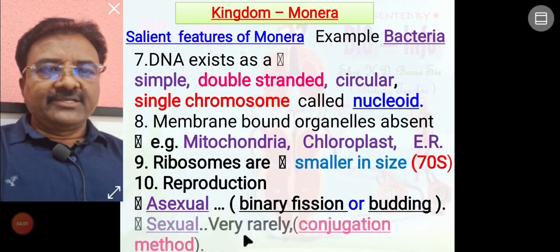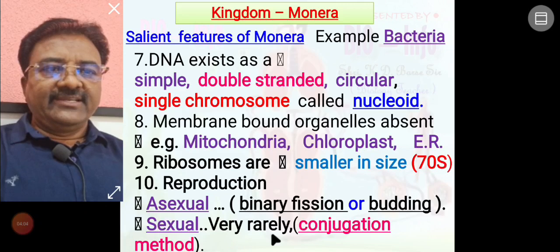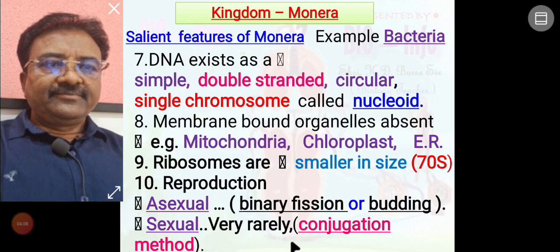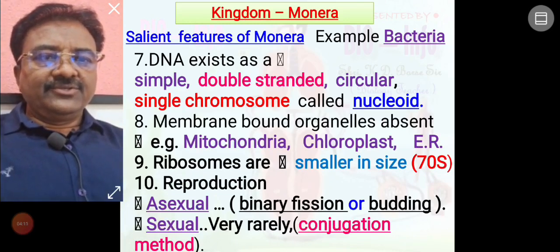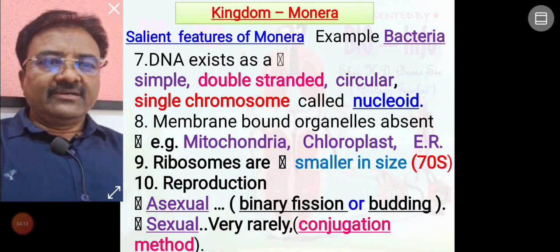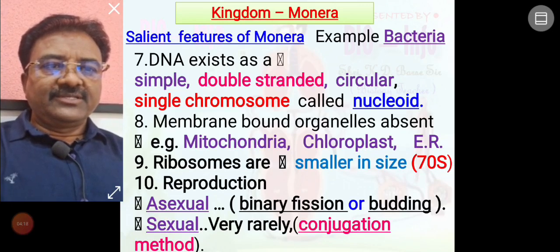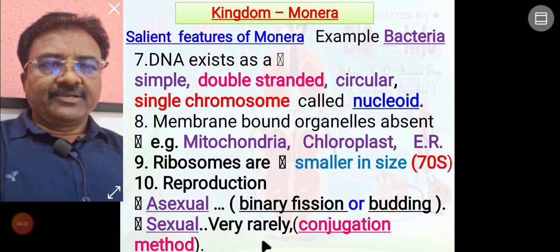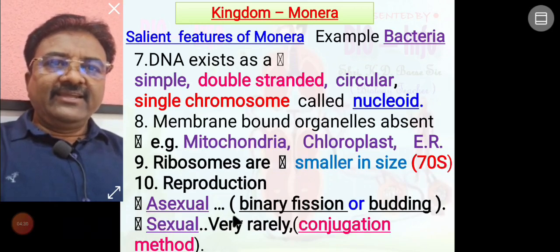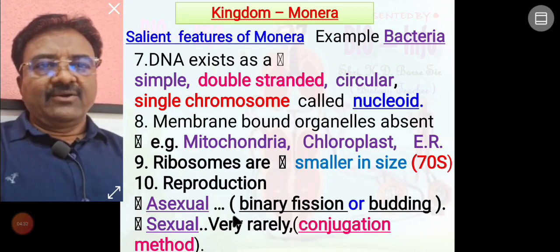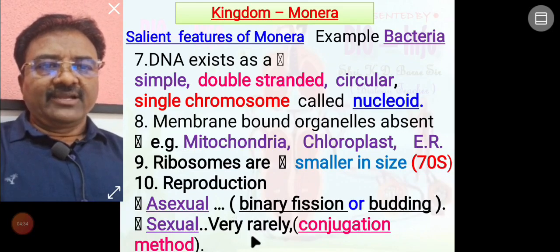Sexual reproduction is very rarely seen, like the conjugation method. This conjugation method is a fusion of genetic material. So such conjugation, a sexual type of reproduction, is seen very rarely. Up to here we have noted a total of 10 salient features of Monera, or characteristic features of Monera.